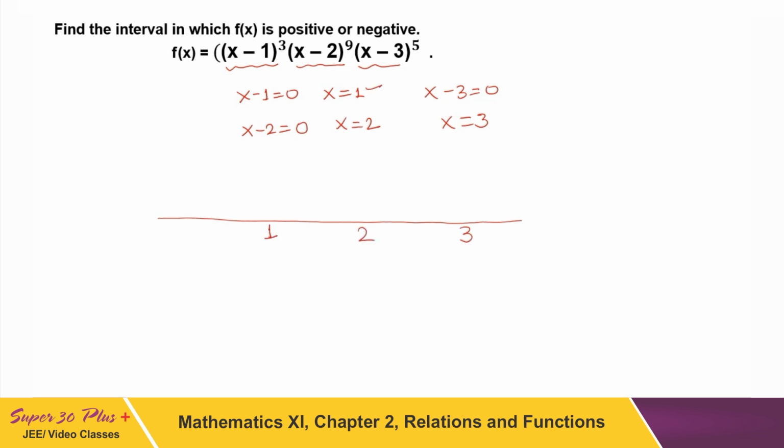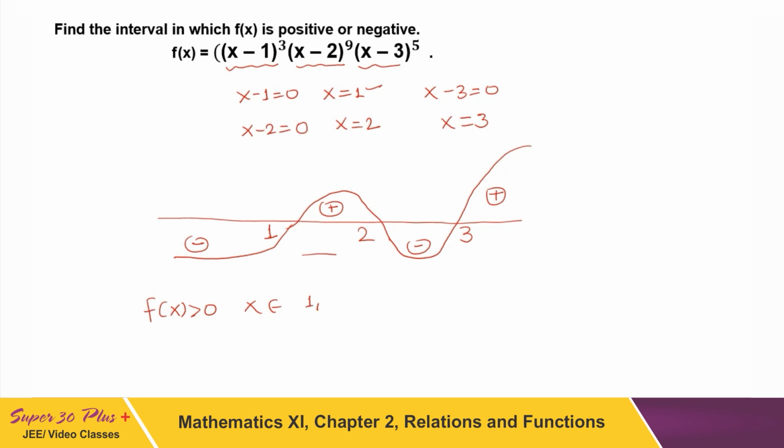Now the wave comes from this side, goes to this point, crosses it, then goes to this side, and so on. This region is the plus region, which is above the number line, and this region is the minus region. For the positive nature of f(x), the intervals are 1 to 2 and 3 to infinity. So f(x) is greater than 0 for x belongs to (1, 2) union (3, infinity), and f(x) is negative for x belongs to (minus infinity, 1) union (2, 3).